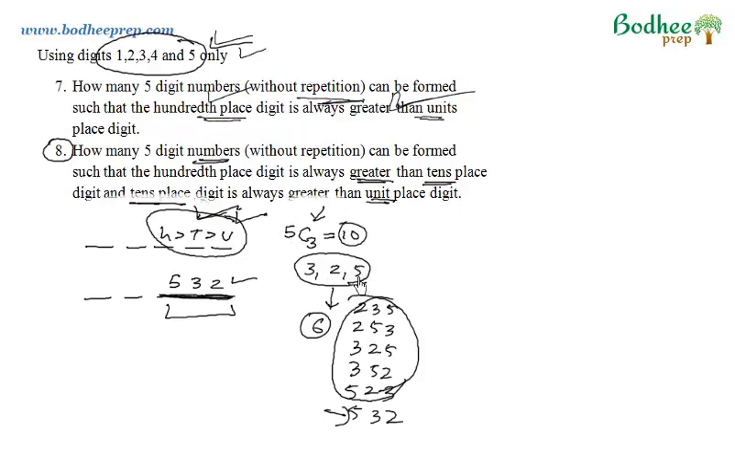So the number of selections itself gives me the number of ways of putting those 3 digits at these particular places. These 3 places together can be done in 5C3 ways, and every time we are left with 2 digits. So for this place we will have 2 options and for this place we'll have 1 option. So overall the total number of ways is 2 into 10, or 20. The same approach can be used for the previous question also.